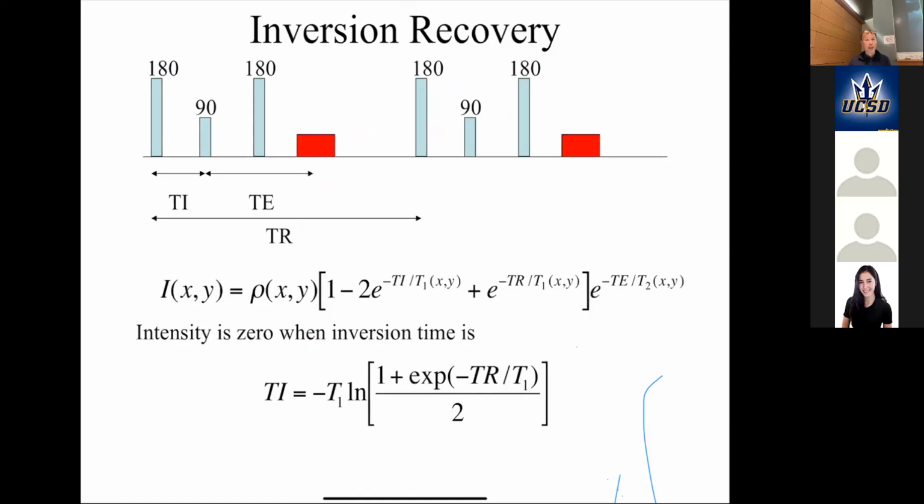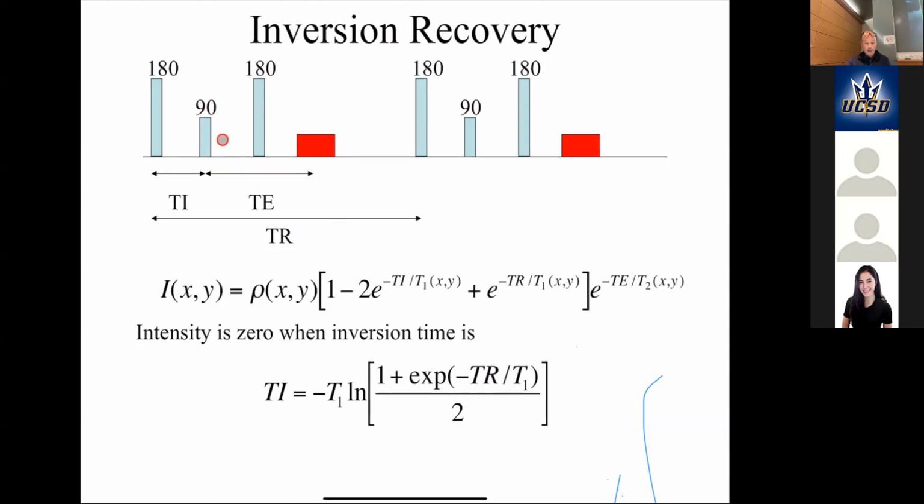So that's one thing that you'll see a lot in practice, and it's used everywhere. But the other thing you'll see a lot in practice is what's called inversion recovery. We've hinted at this before, but let me talk about it now. So here's what we've talked about before. We have a 90-degree excitation pulse, 180-degree preparation pulse, and then we acquire our data. And we have this TR from shot to shot.